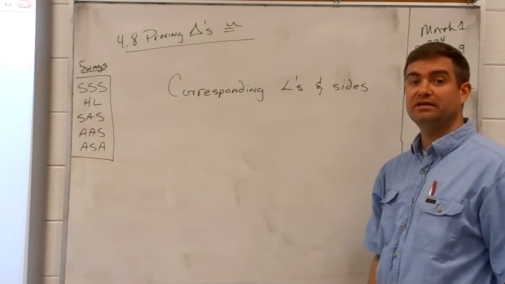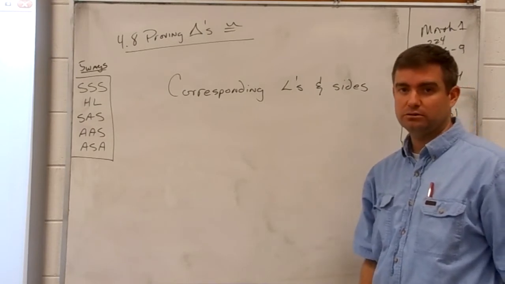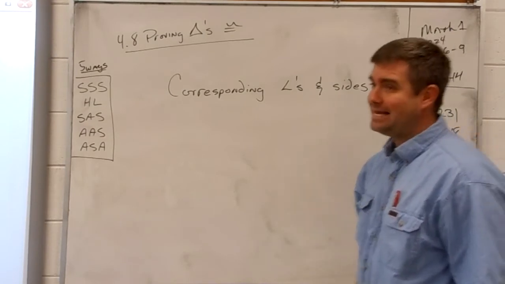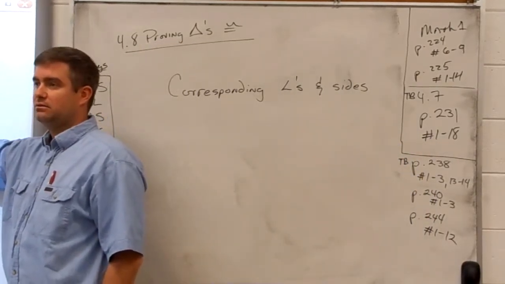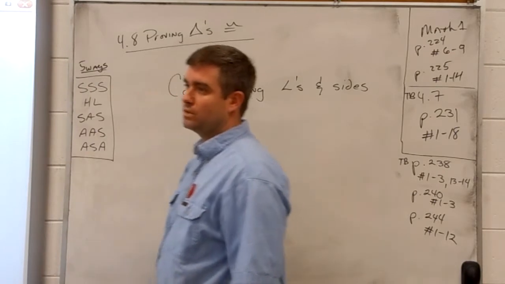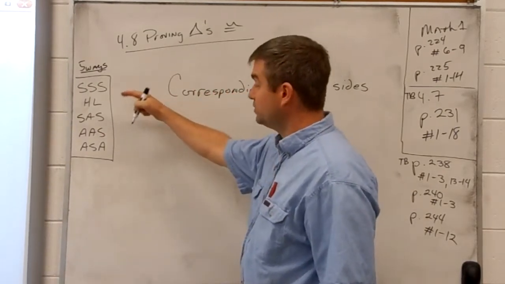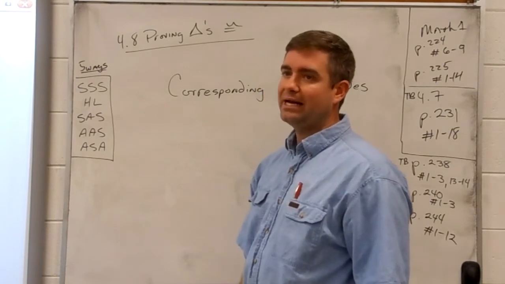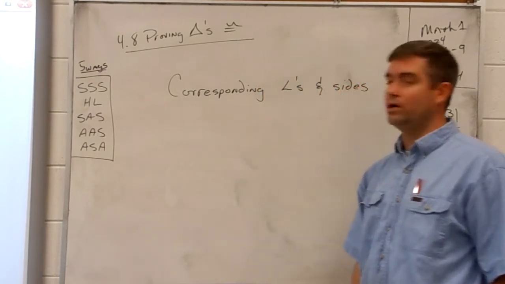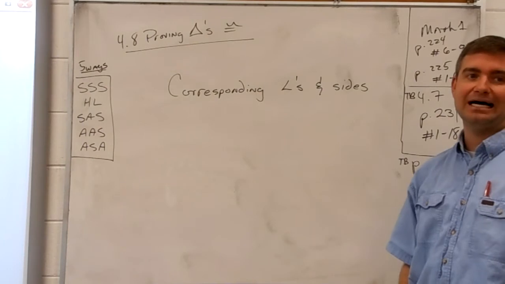Okay, these are proving that triangles are congruent. 4.8 only deals with one way. What's the one way? Side, side, side. 4.9, which we'll get to in a second, deals with HL and side, angle, side. So right now, all we're doing is talking about one method. It's called side, side, side.